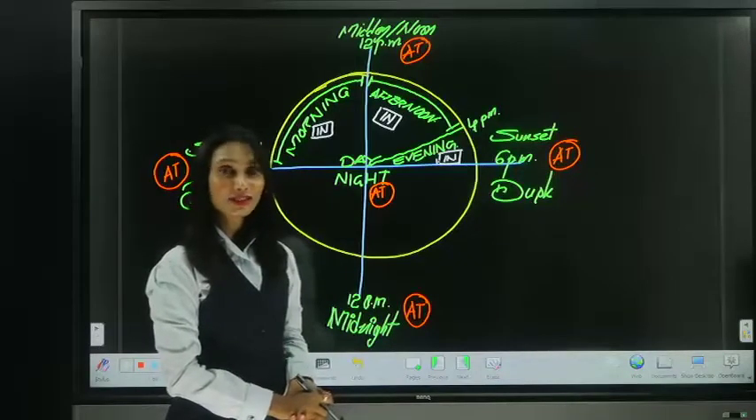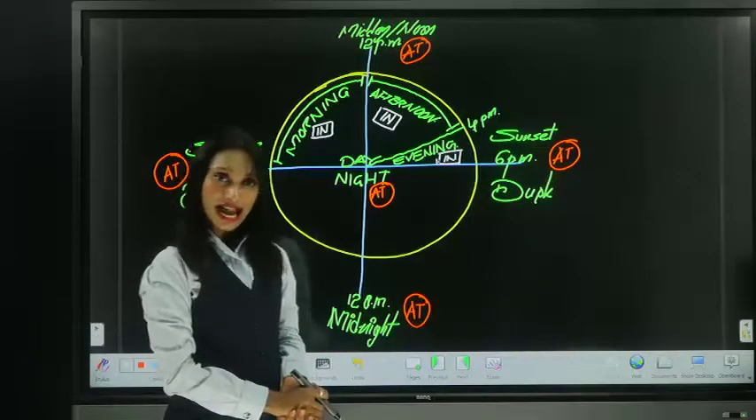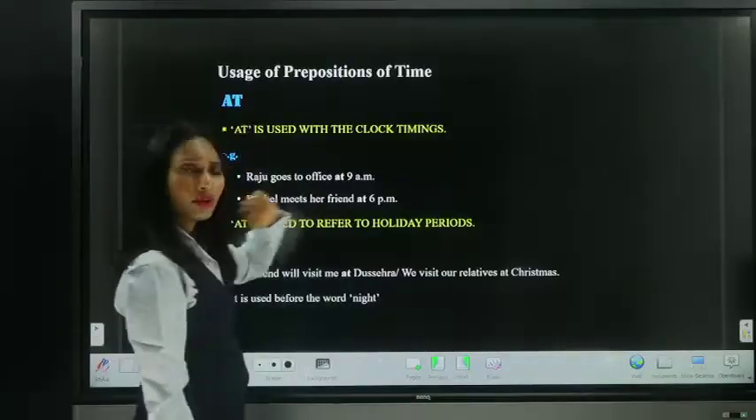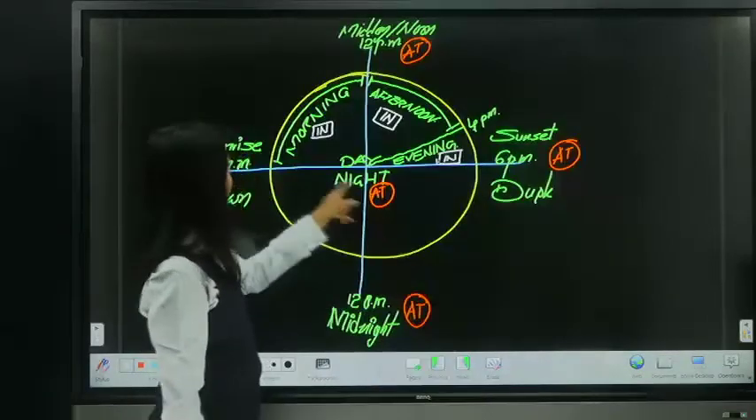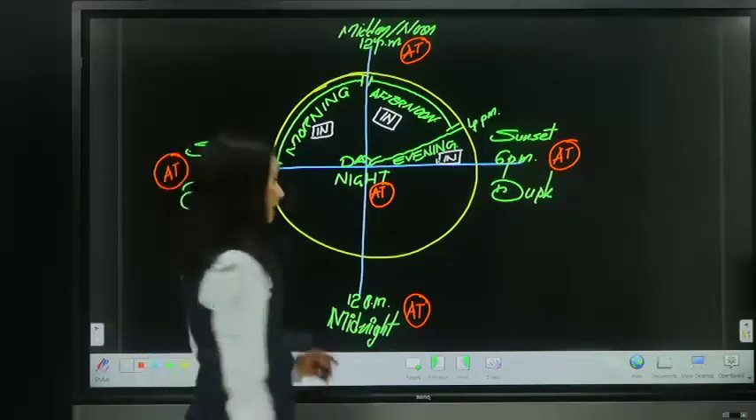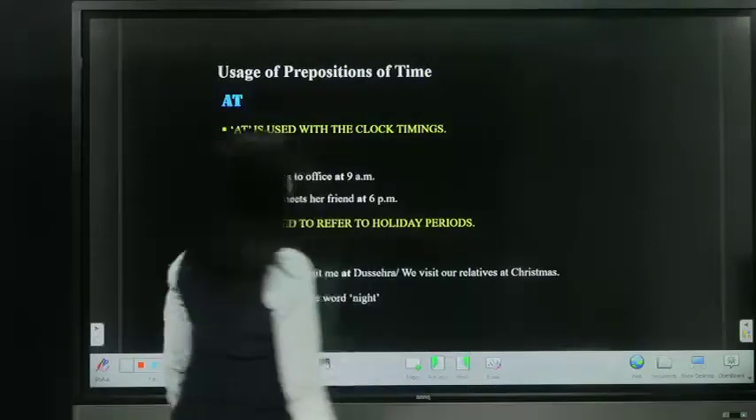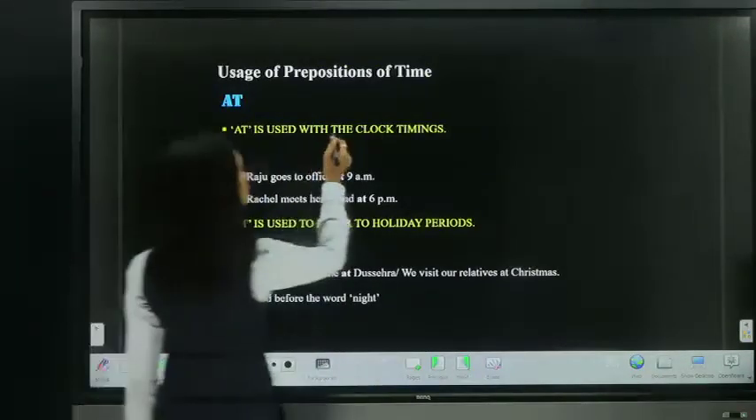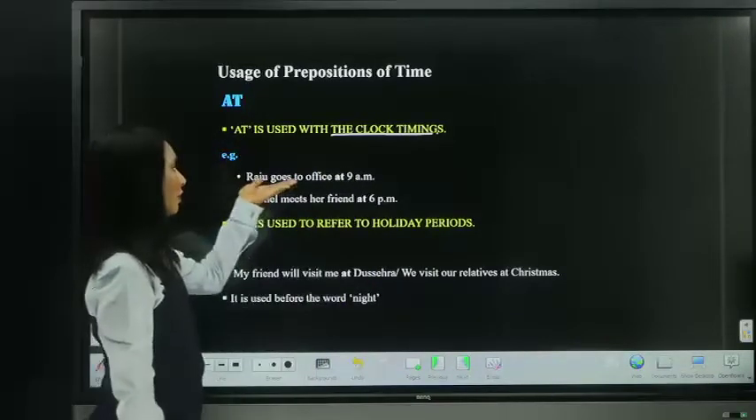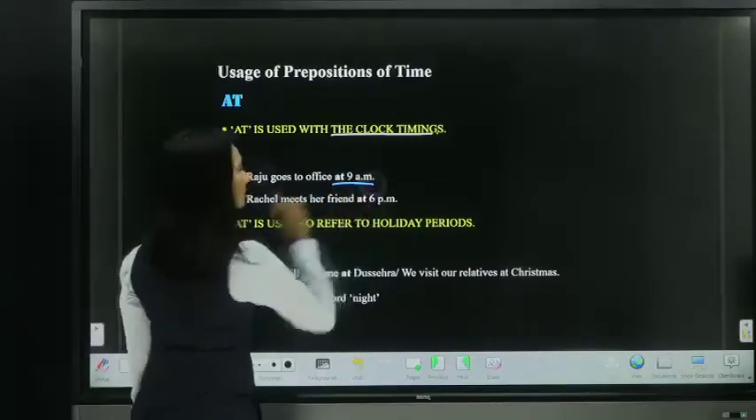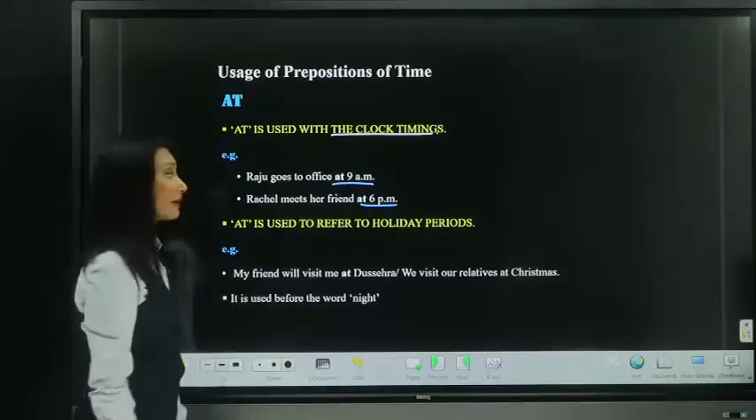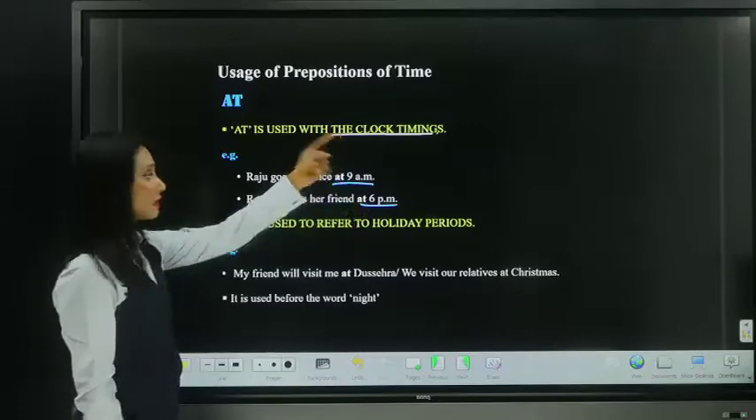Now let's see uses of prepositions of time. Let's see the first preposition, at. When do we use at? Just now we discussed preposition at is used before these words. But only that's it? No. At is also used to indicate exact time and clock timings. So, at is used before clock timings, like Raju goes to office at 9 a.m. Rachel meets her friend at 6 p.m. So at for clock timings.